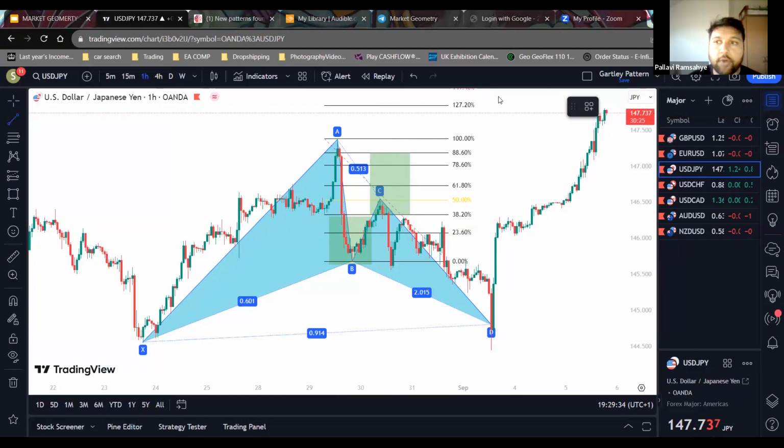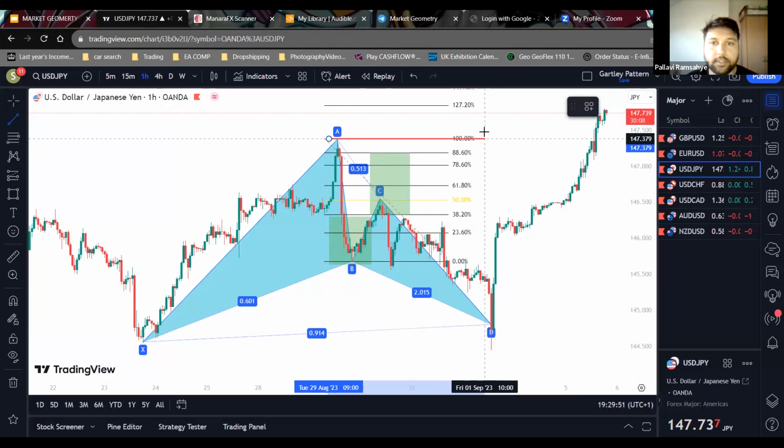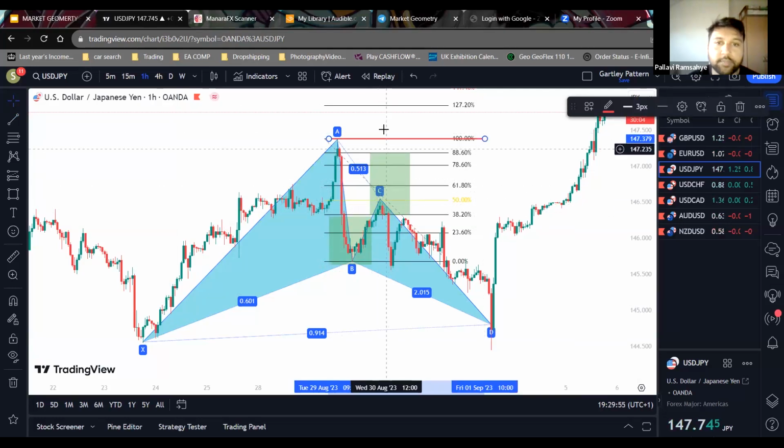Where must price not push past in order for C to be valid? So price must not push past point A. Okay, so this point, essentially 100%. If price pushes past point A, it makes C invalid.